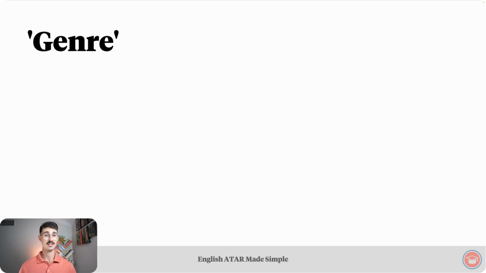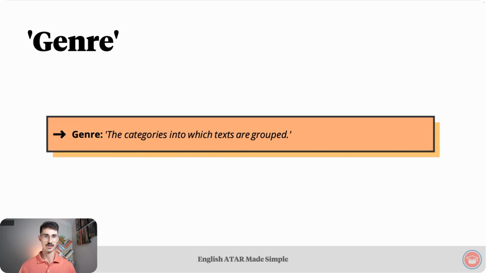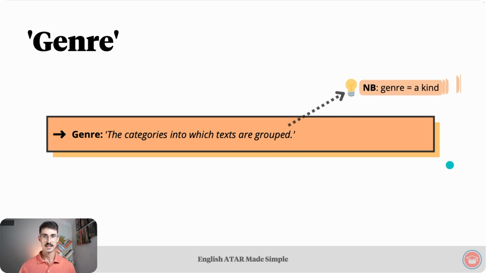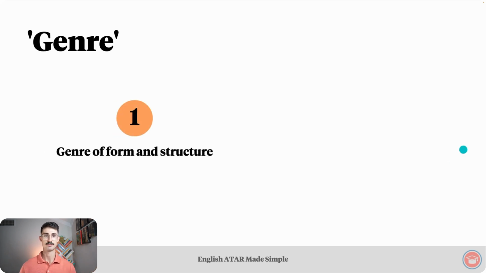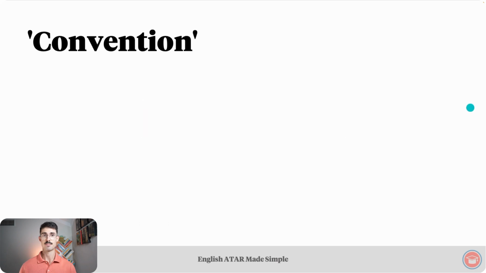As we learned in the last lesson, the term genre refers to the categories into which texts are grouped. We also saw that the etymology of the word, or the origins of the word, reveals that genre is a kind. Also, and perhaps more importantly, we learned that there are 2 main types of genre. Firstly, we've got genre of form and structure, and secondly, we have genre of subject matter. That is a brief recap on genre.